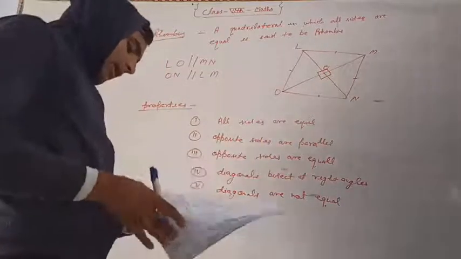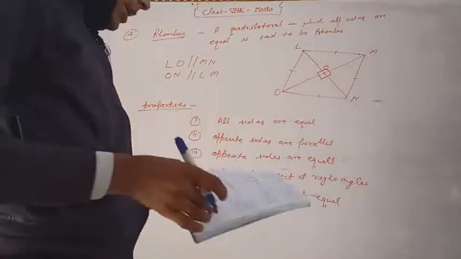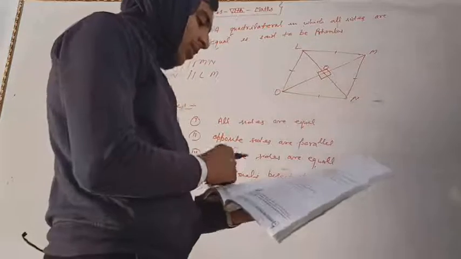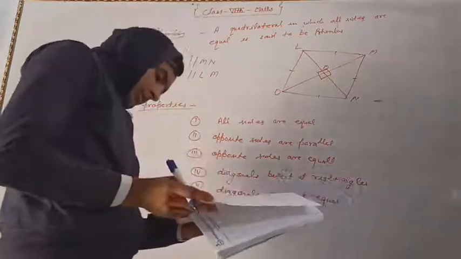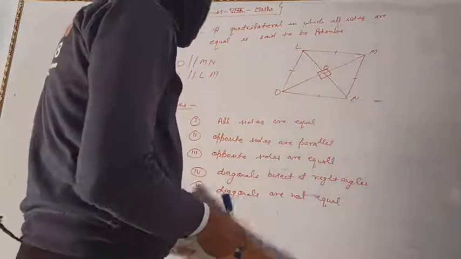study about trapezium, isosceles trapezium, and kite. Okay. So these three types of quadrilateral and the definition, and this chapter also we will solve next day because time is over.